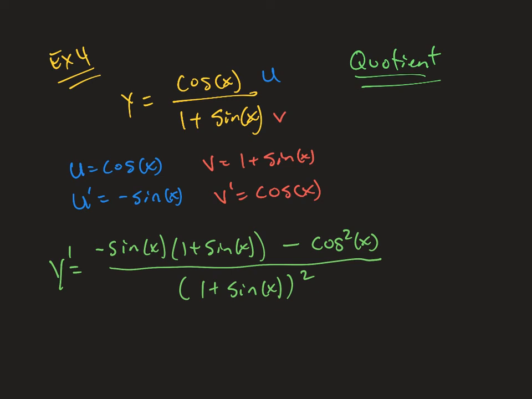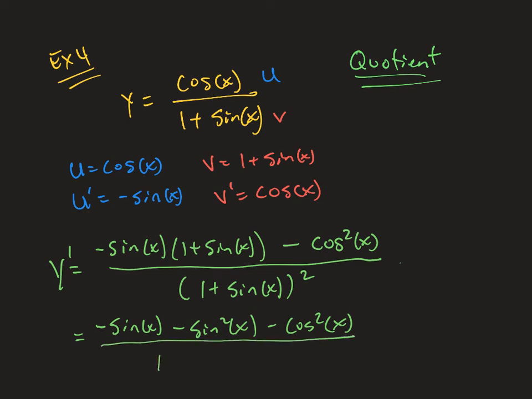Okay, so we've done the quotient rule. Let's just clean this up a little bit. So we're going to distribute the negative sign, and that's going to give us negative sine of x minus sine squared of x minus cosine squared of x. Oh goodness, let's not do that. It just doesn't fit. So I'm going to cancel that, and let's just write it underneath. Okay, so we have negative sine of x when I distribute, minus sine squared of x, minus cosine squared of x, over 1 plus sine of x, quantity squared.